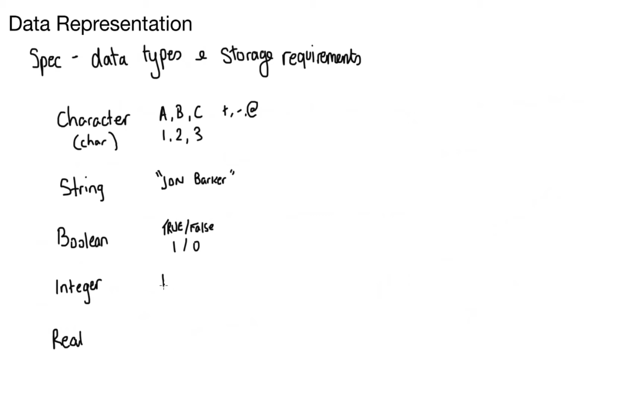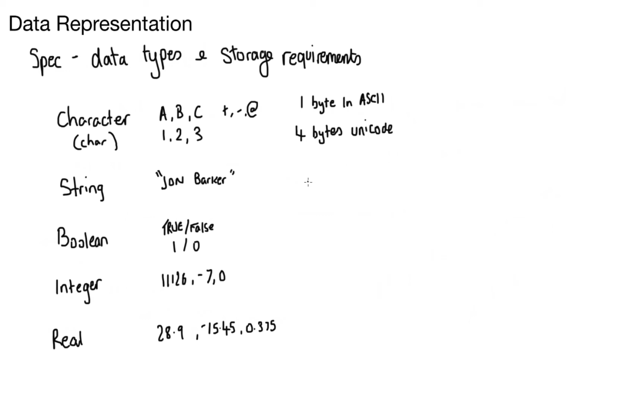An integer is a number between a given range, and it can be a positive or a negative number. A real has a decimal point in the number itself, and again, it can be positive or negative, but it will have a decimal point. We need to look at how much space these data types actually take up.